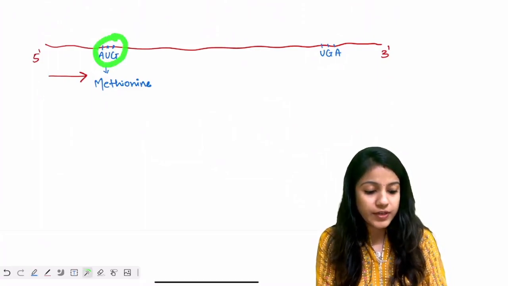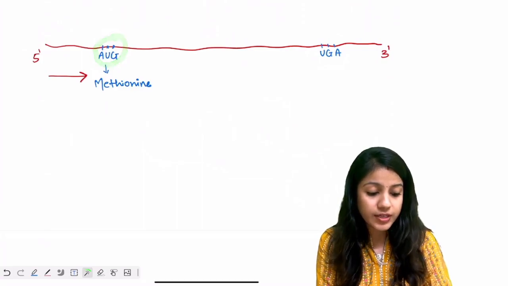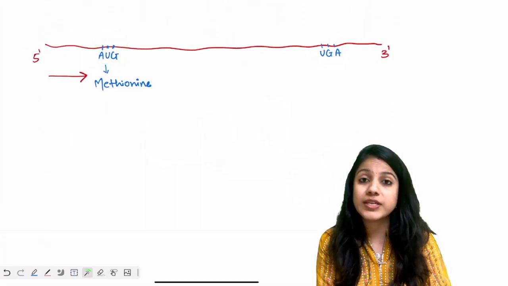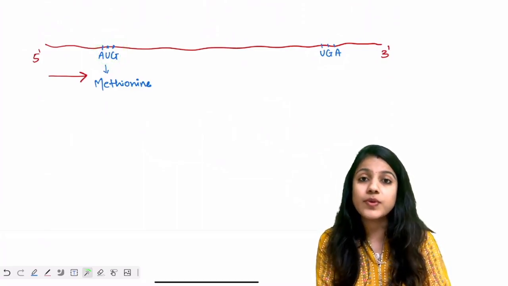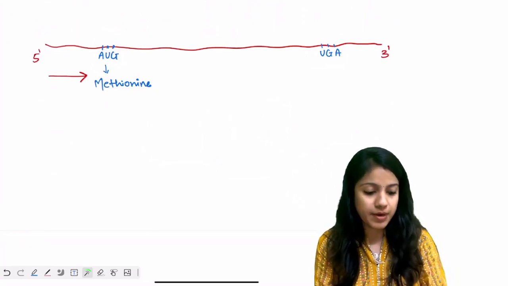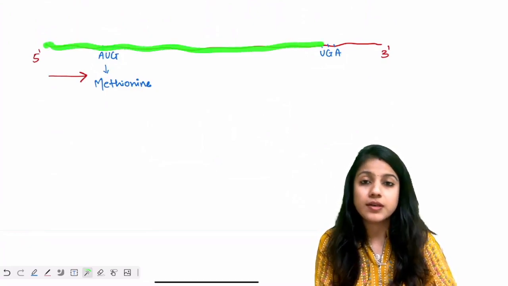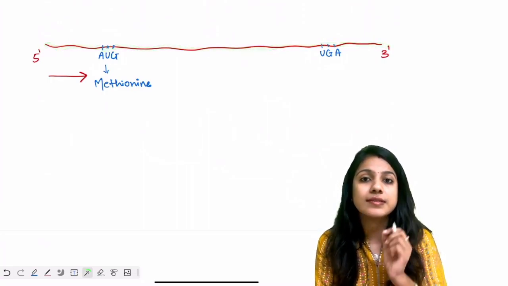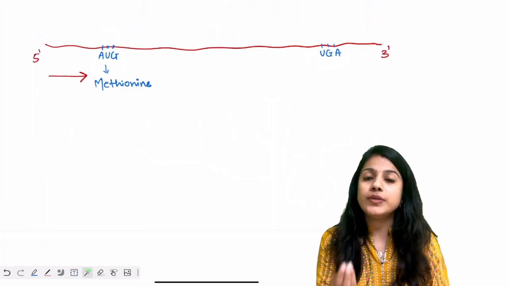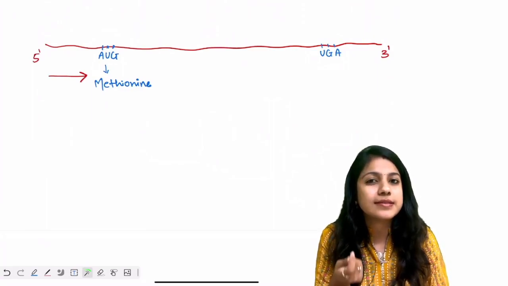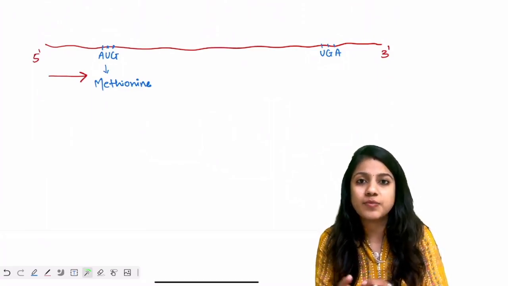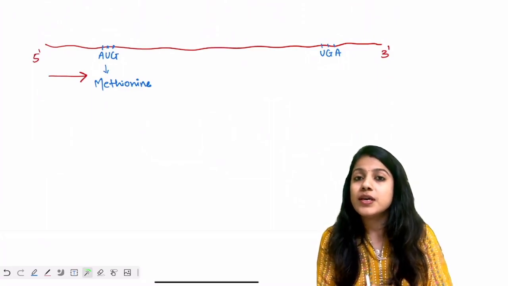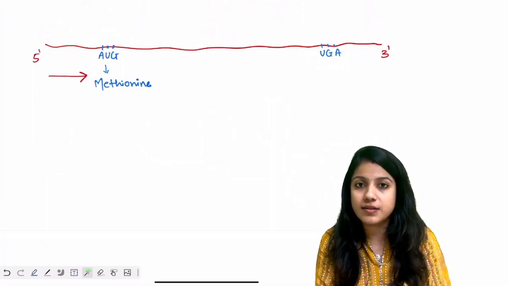Now, what do we need? We need proteins. For protein formation, we need ribosomes. So ribosomes will come and bind on this mRNA. So this mRNA will be used by ribosomes. But ribosomes do not know where the start codon is, right? How do we start? What is the signal that tells the ribosome that now the start codon is about to come? Now you have to start the process.